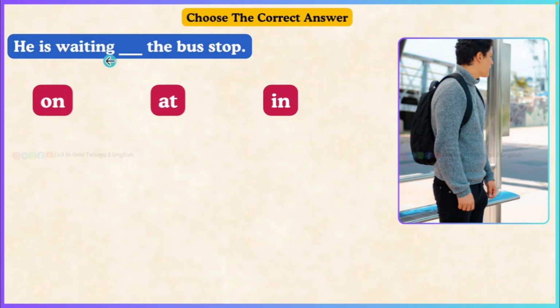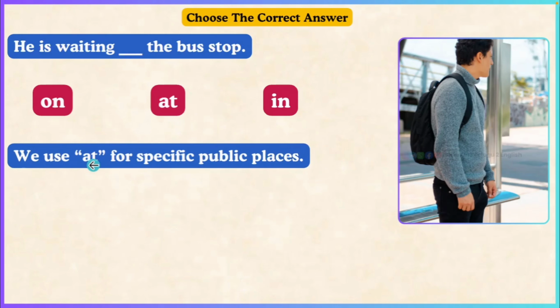He is waiting on the bus stop. He is waiting at the bus stop. He is waiting in the bus stop. We use at for specific public places. Bus stop is a public place. He is waiting at the bus stop.